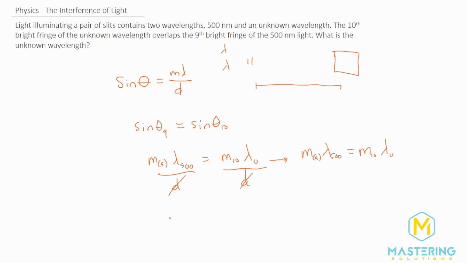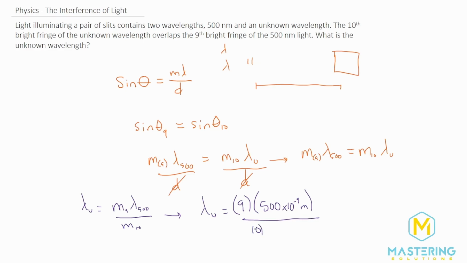We want to figure out lambda for the unknown. So the final equation is: lambda for the unknown is equal to m9 lambda 500 divided by m10. We could just put 9 and 10 here. So lambda for the unknown is equal to 9, because it's the 9th fringe, times the wavelength, which is 500 times 10 to the negative 9 meters, divided by 10.